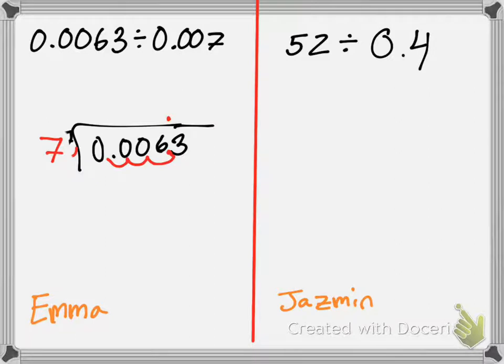Perfect. How many times does 7 go into 6? 0 times. What about 63? 9 times. And what is that? 0.9. Well, yeah, it goes in 9 times. That's 63. 0. Perfect. How do we say that number academically, Emma? 9/10. Yes. Look at you guys, you are rocking it.